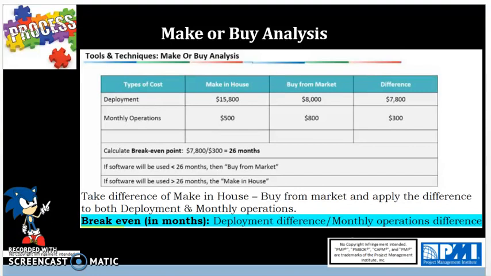So that tells us if the software will be used for less than 26 months, then you would buy from the market. If the software is going to be used for greater than 26 months, you would make in-house. So taking into consideration this information, you would make that decision and move forward.